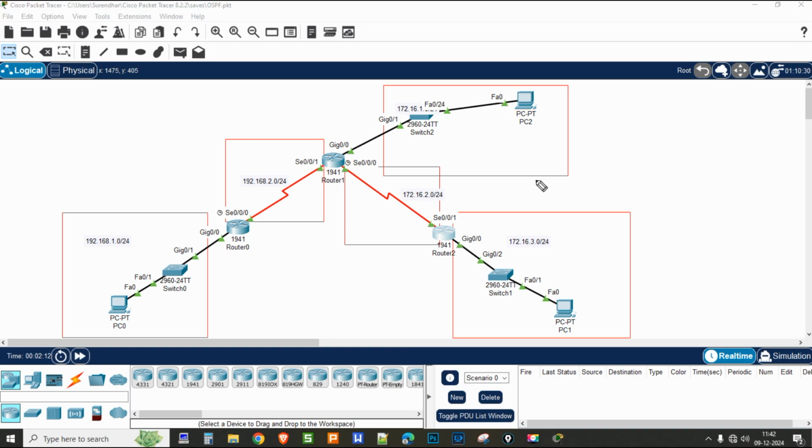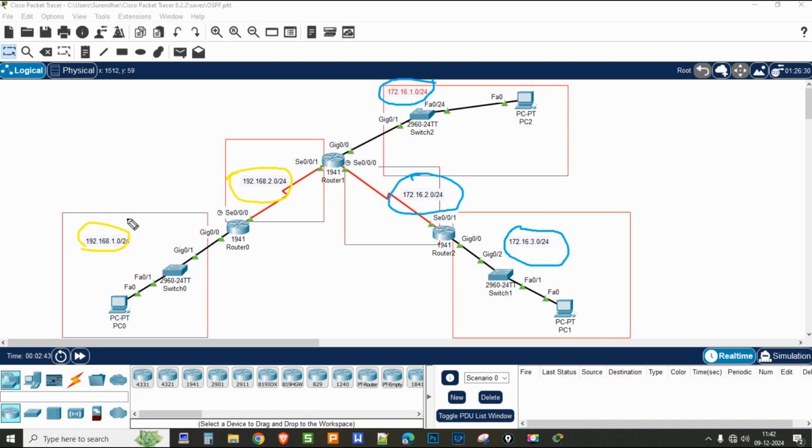Now here, 192.168.1.0, then 2.0, like this. And 172.16.1.0, then 2.0, then 3.0. We are using the dynamic routing protocol OSPF to advertise the routing information.